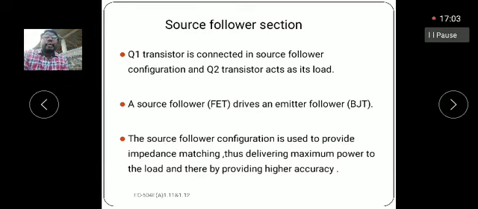In terms of impedance, if the input impedance is the complex conjugate of the load impedance, then maximum power is delivered to the load terminal. That is the concept of the maximum power transfer theorem. Here we are following the same concept. The source follower configuration is used to provide impedance matching, thus delivering the maximum power to the load and thereby providing higher accuracy.